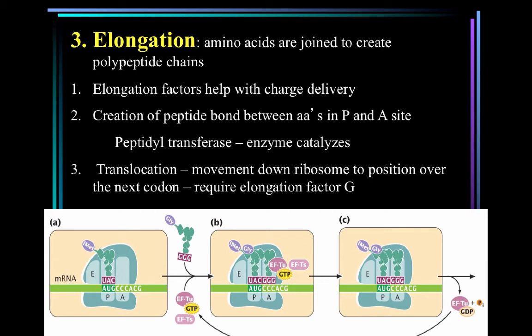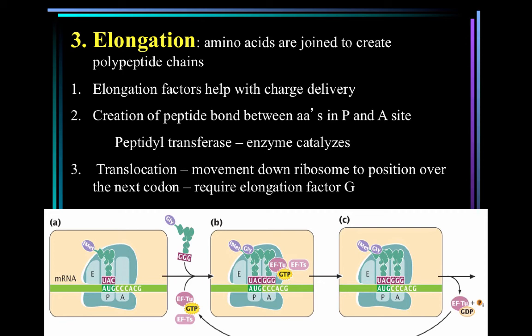The third step in this case is elongation, and this is where we're going to start seeing an amino acid chain being built. So those amino acids are going to be joined to create the polypeptide chains, and the elongation process is going to be aided by many different factors that help with the charge and the delivery of those amino acids.